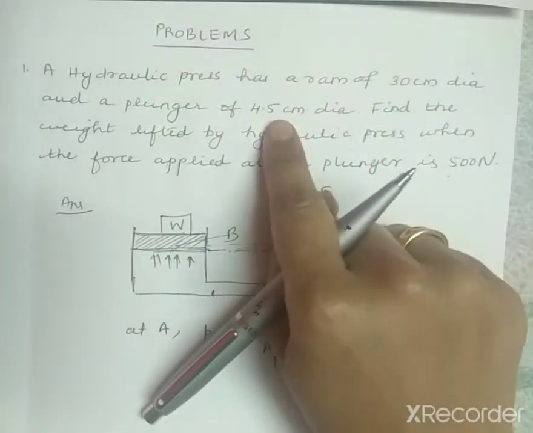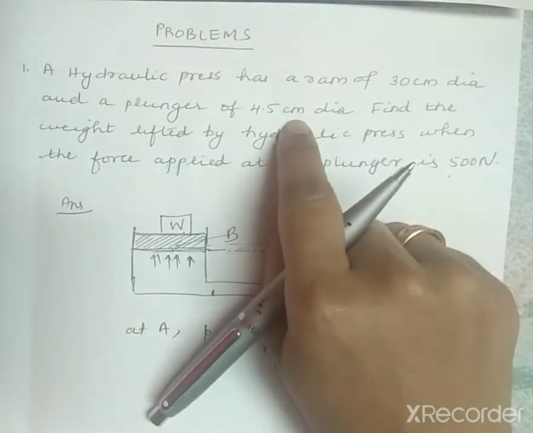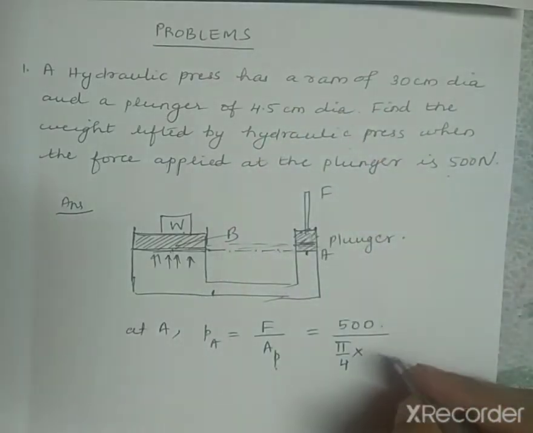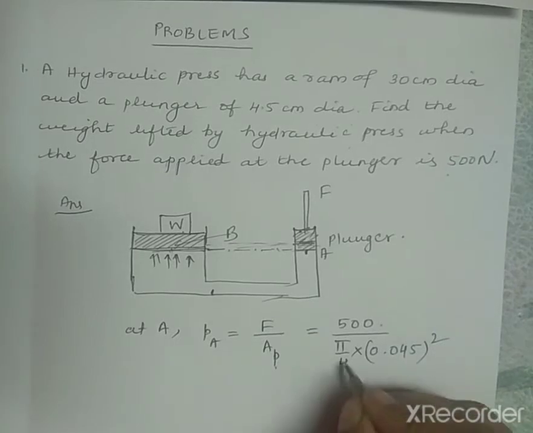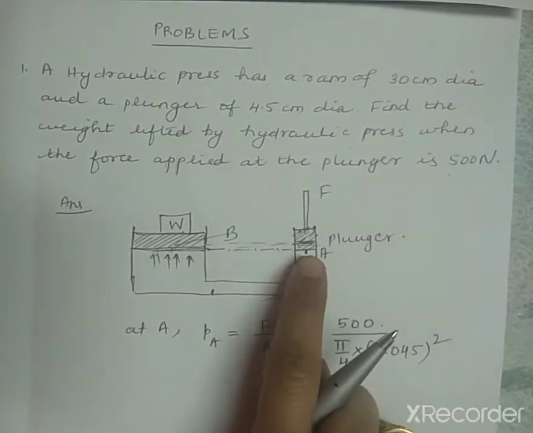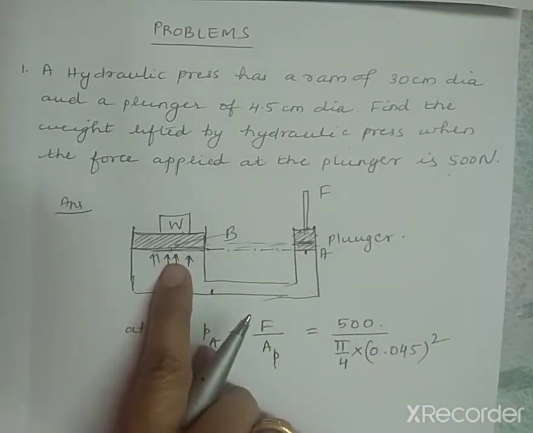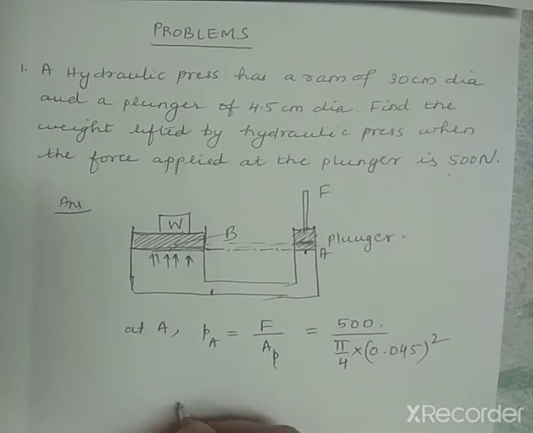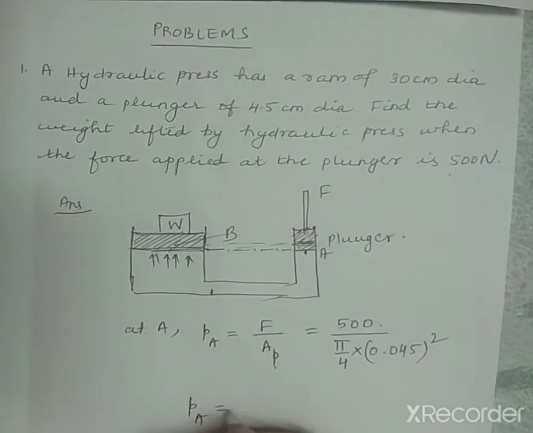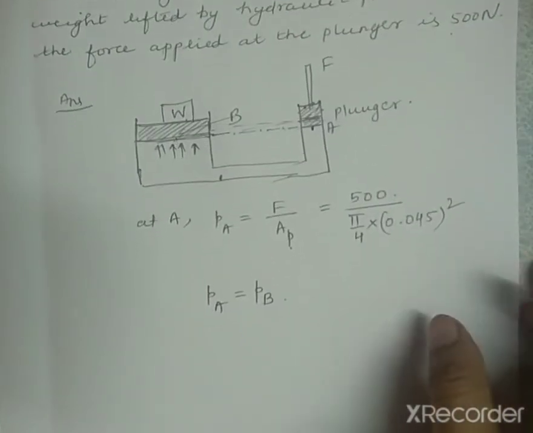So I have to convert this into SI unit, centimeter to meter. So this is 0.045 meters the whole square, pi by 4 d square. Okay, so that is the pressure intensity at point A. That is the same as at point B. Okay, so according to Pascal's law, PA is equal to PB.